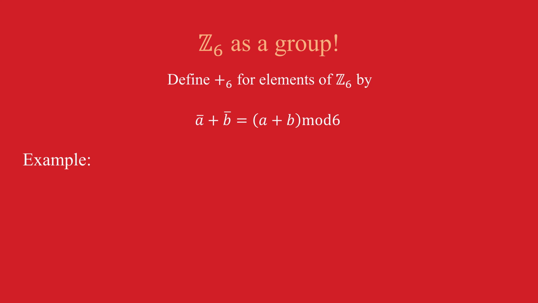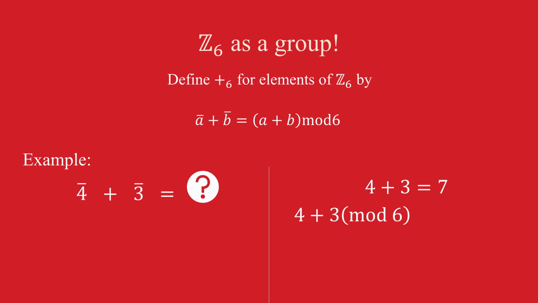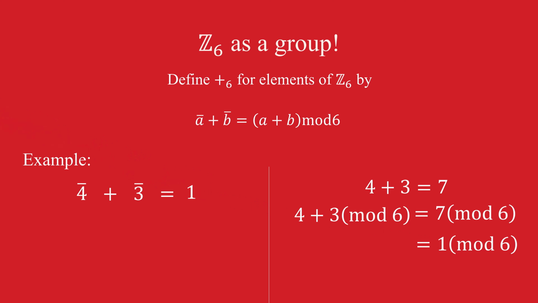Let us see one example of this. If I take 4 and 3 from Z6 and try to add them, remember that if you add 4 and 3 as numbers, you are going to get the answer 7. But since we have to reduce modulo 6, 4 plus 3 modulo 6 is going to be 1 modulo 6, because 7 divided by 6 leaves us with remainder 1. Thus we can say that 4 bar plus 3 bar is equal to 1 bar.